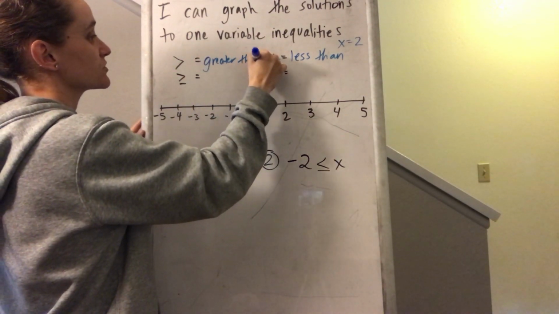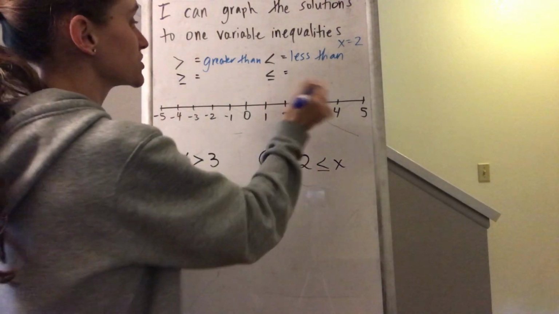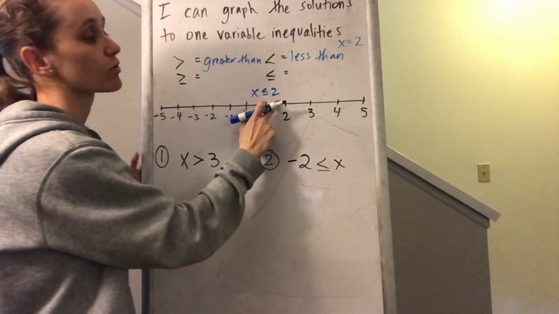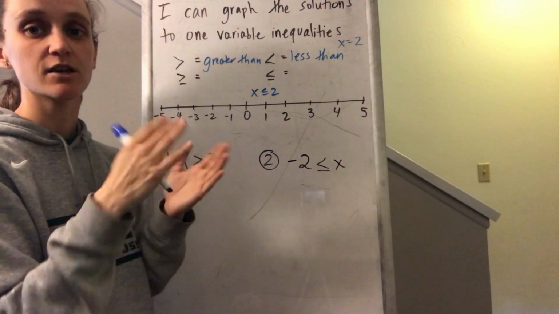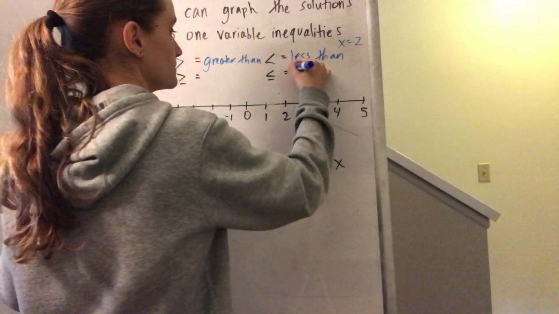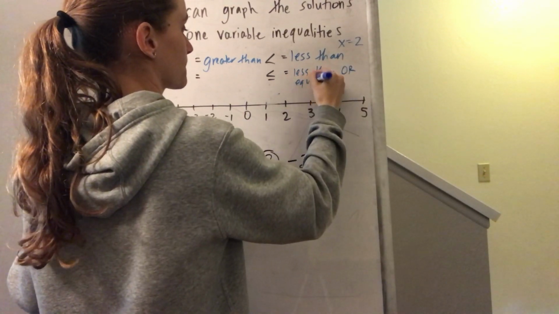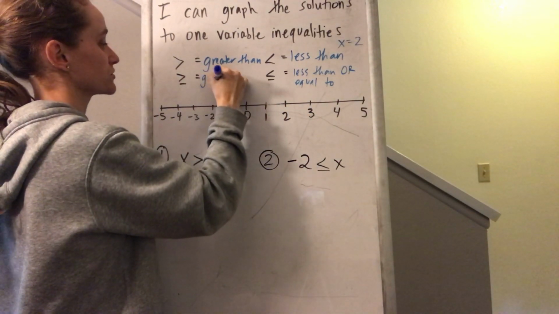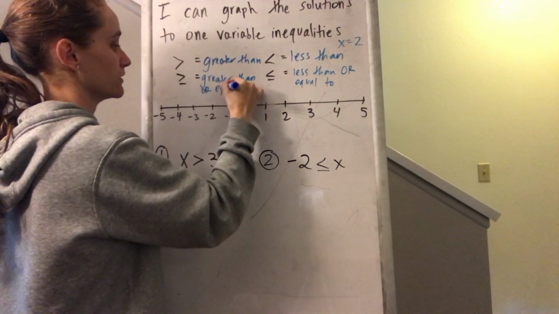And then the only difference with these ones is when it has a line underneath, it means less than or equal to. So if I had this symbol, it would mean that x is less than or equal to 2. So x could be 2, it could be 1, it could be 1.5, anything that's equal to 2 or smaller. So this symbol would be less than or equal to. And then the same thing over here, it's going to be greater than or equal to.